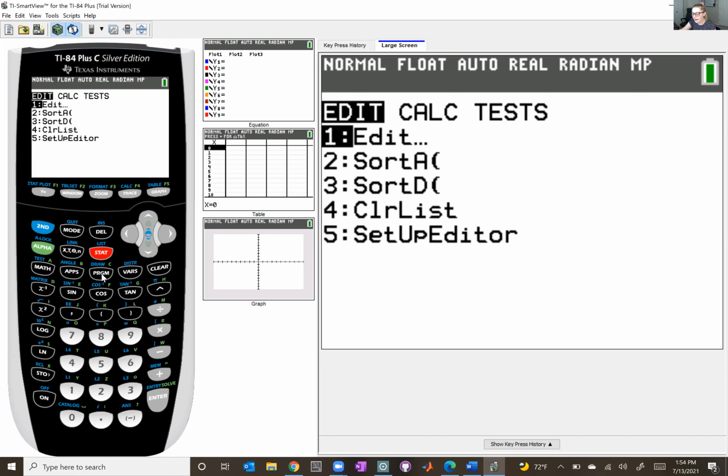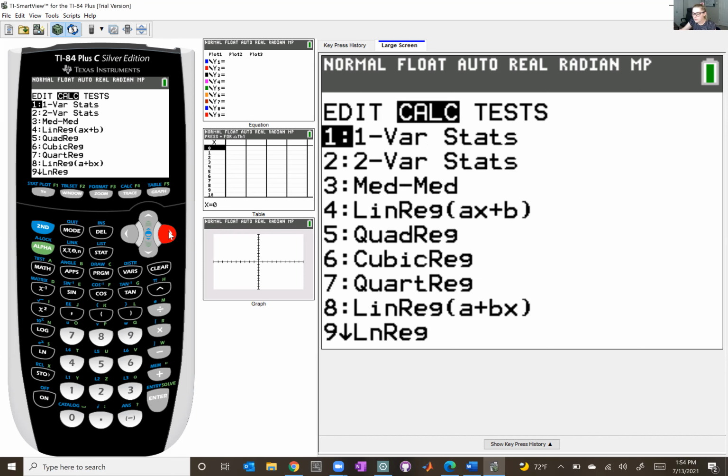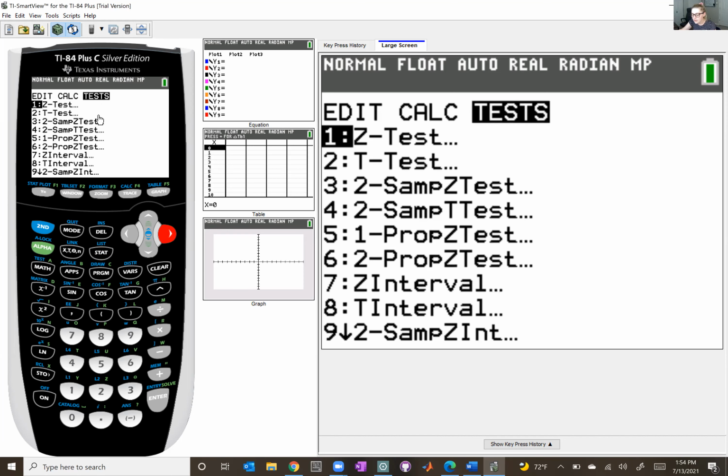Okay, so you hit the stat button, and then you're going to come over to the right to test. And we are doing a one proportion z-test. So you're going to select the number 5. We're doing proportions and it's a z-test, and we're only dealing with one proportion. So you're going to hit 5.